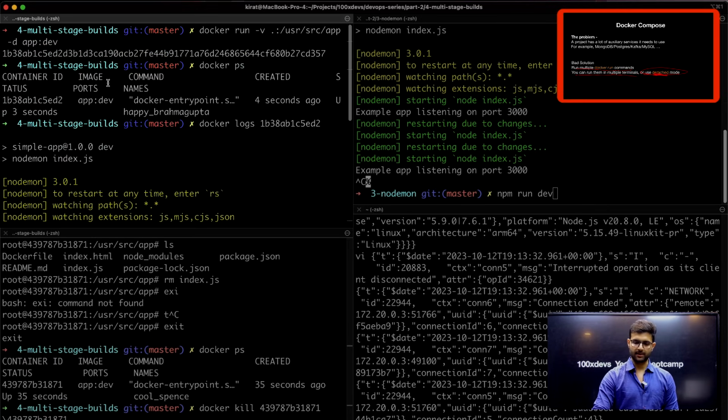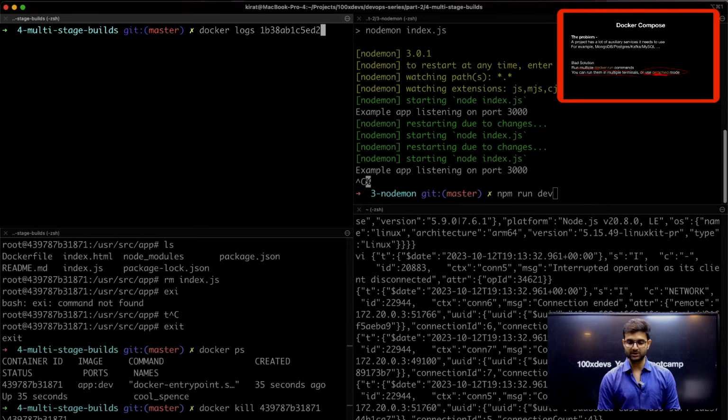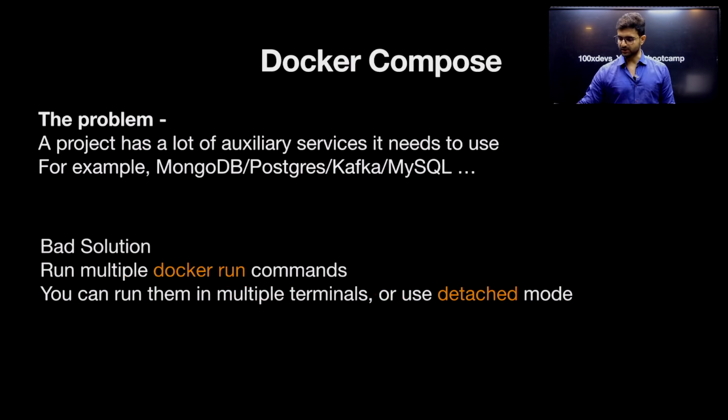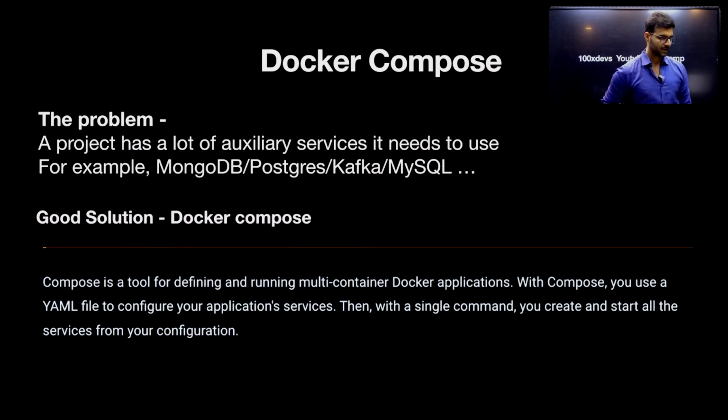But this is cool, because now you don't need multiple terminals. I ran the first command. I could run the second command to start Mongo in detached mode, and then another to start Kafka, so on and so forth. You could do that, but this still is pretty ugly. You're expecting the developer to write multiple Docker commands to start the project locally. What if they miss one? That's bad. A good solution is Docker Compose.